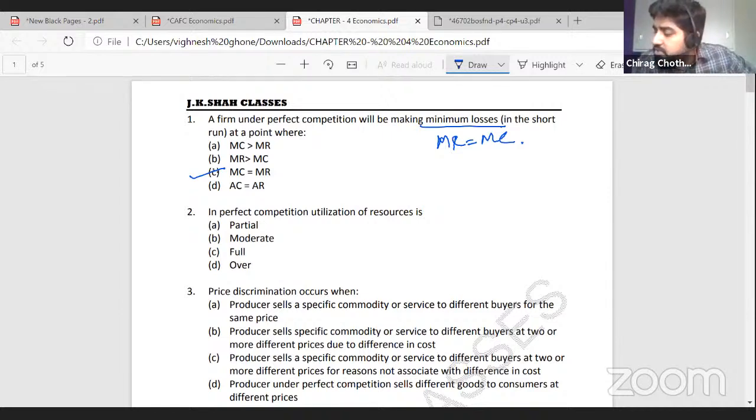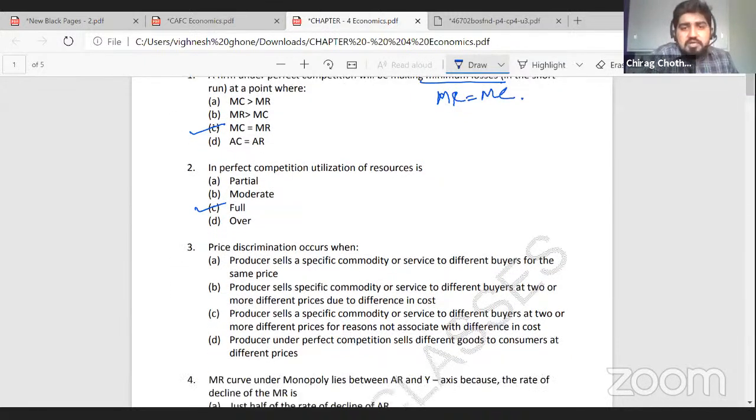In perfect competition, utilization of resources. In perfect competition, how many buyers and sellers do we have? Large number of buyers and large number of sellers, and they are selling and buying at their optimum level of capacity, because the demand is perfectly elastic. Perfectly elastic means a straight line parallel to the x-axis, and whenever their demand is a straight line parallel to the x-axis, supply also meets that, then it will be what? It will be full utilization of resources. C will be the correct answer. Very clear in this.